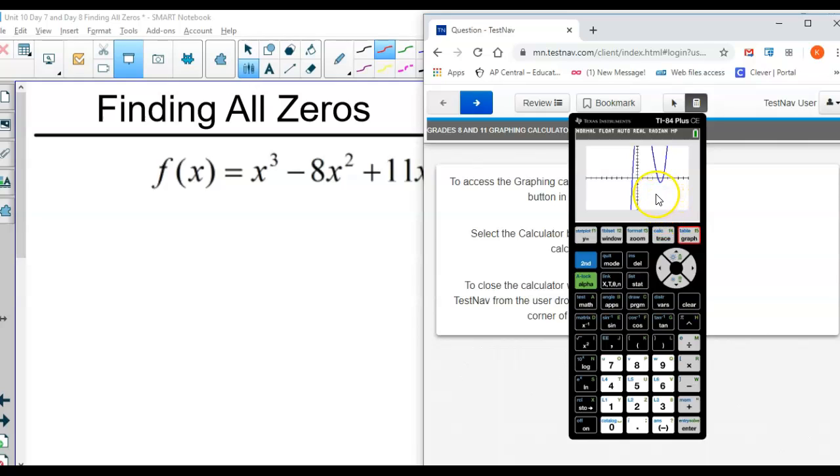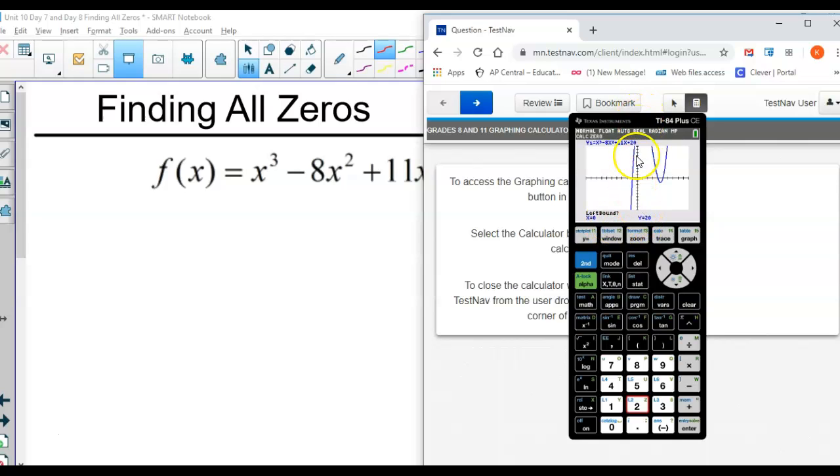So I want to find one of the x-intercepts, the zeros. So I'm going to calculate that zero. I'm going to hit second, trace. The second button is right here, trace. So I've hit second, trace, and now I'm going to hit number 2 for calculating the zero. Right now my cursor is at 0, 20. I can't see it. It's way up here.